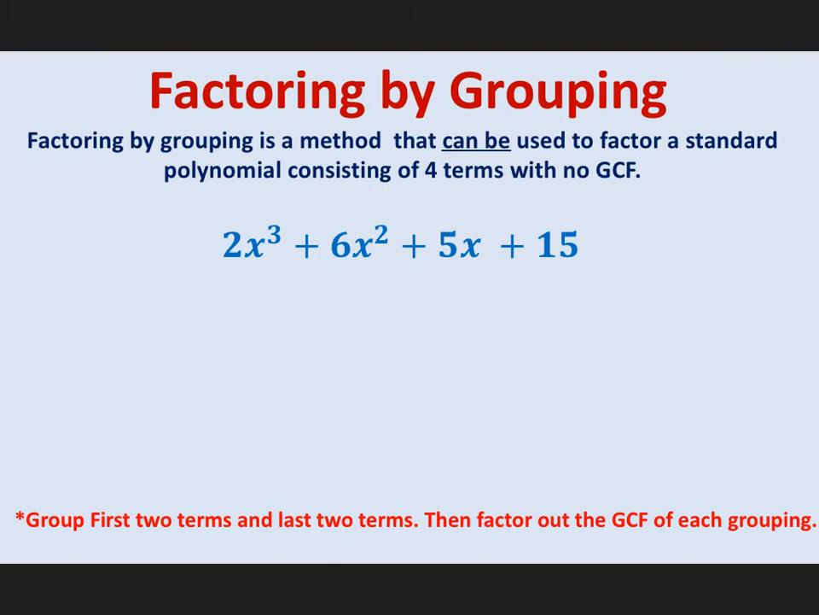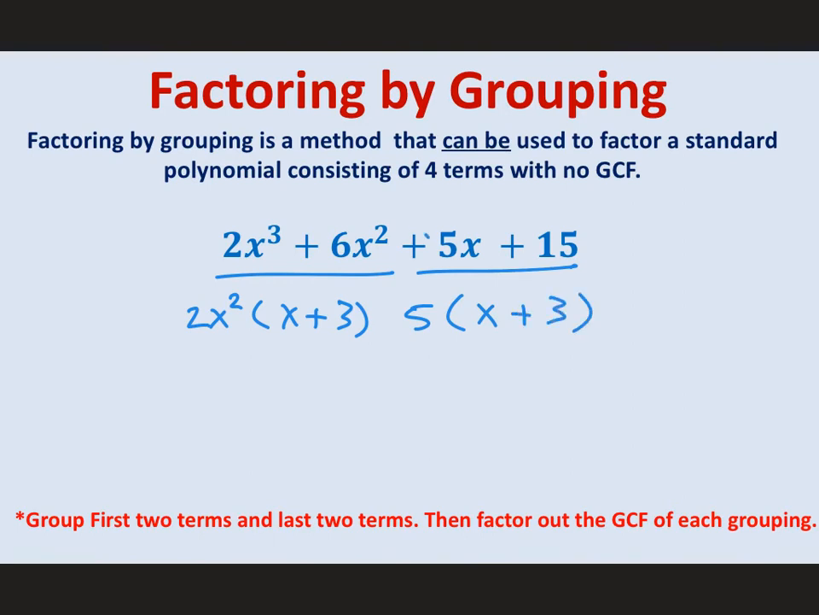So we'll take our first set, we'll take our second set, and we'll do the greatest common factor. The greatest common factor of the first set is 2x squared, leaving us with x plus 3. The greatest common factor of the second set is 5, leaving us with x plus 3. I always like to remind myself that there was this plus sign right here, so I'm going to rewrite that right there as well. Now, look what this did.